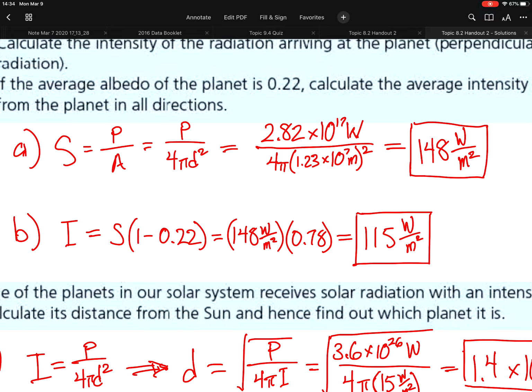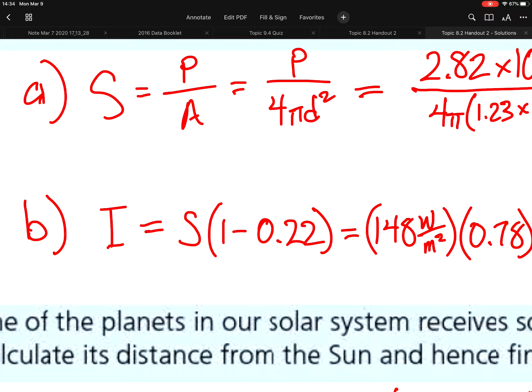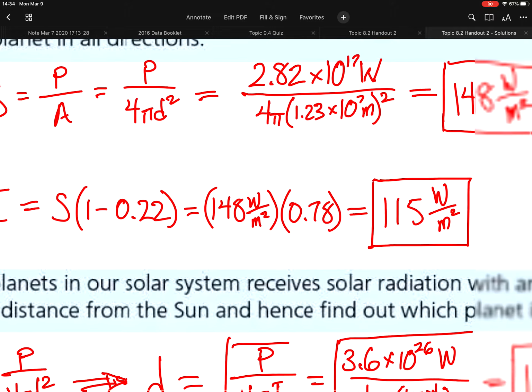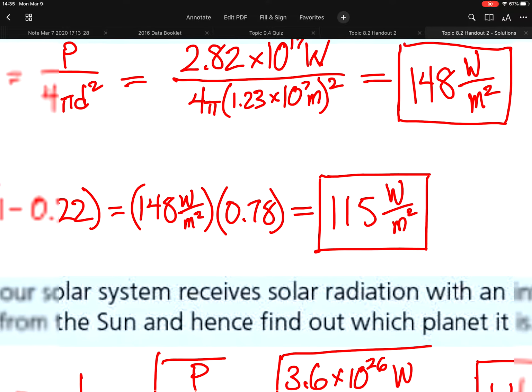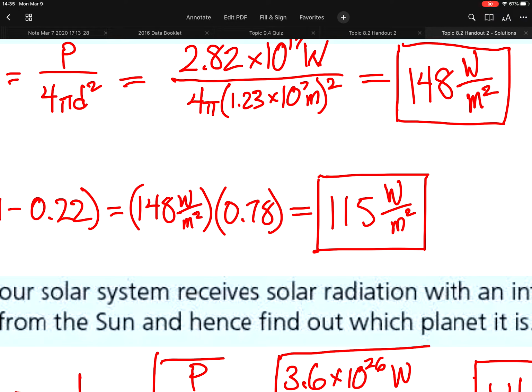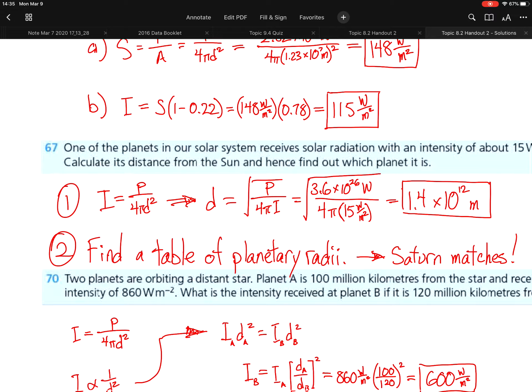So intensity, average intensity is equal to the solar constant that we calculated in our previous equation times 1 minus the albedo, 0.22. And that will give us 148 watts per meter squared times 0.78, giving us 115 watts per meter squared incident on the planet's surface. Okay.